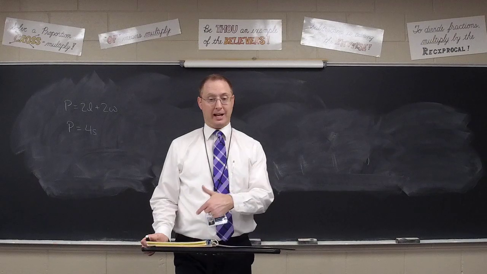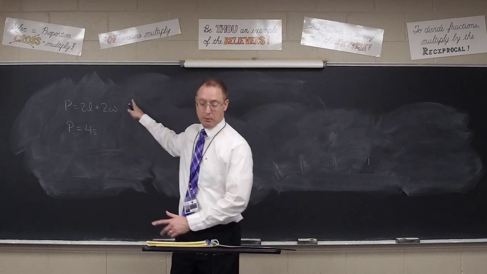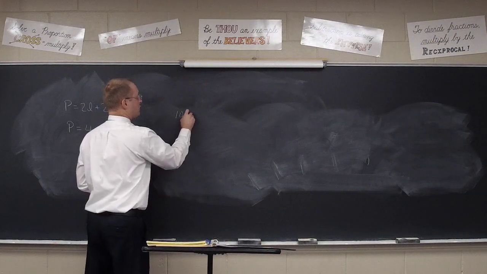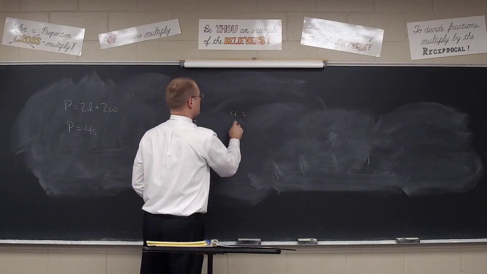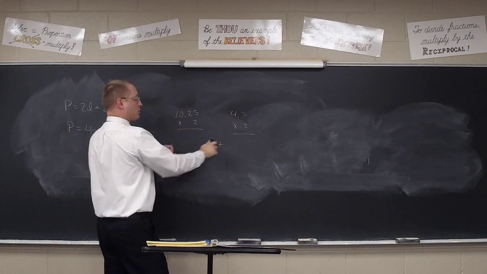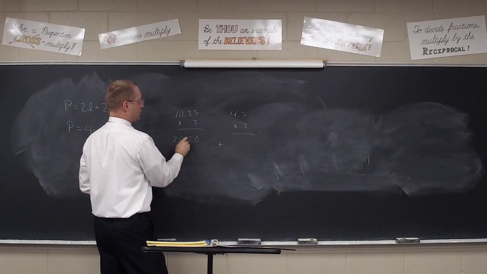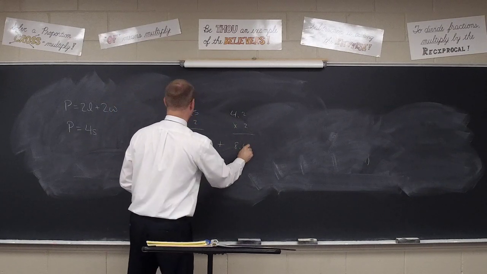Oh, I think you multiplied length times width instead of doubling the length and doubling the width. So we want to multiply the 10.25 times 2, and multiply the 4.2 times 2, and then add those two things together. You should have had a 20.50 and an 8.4.